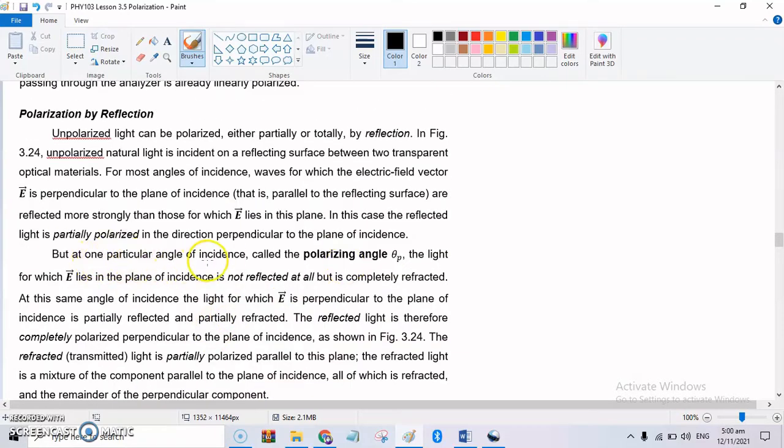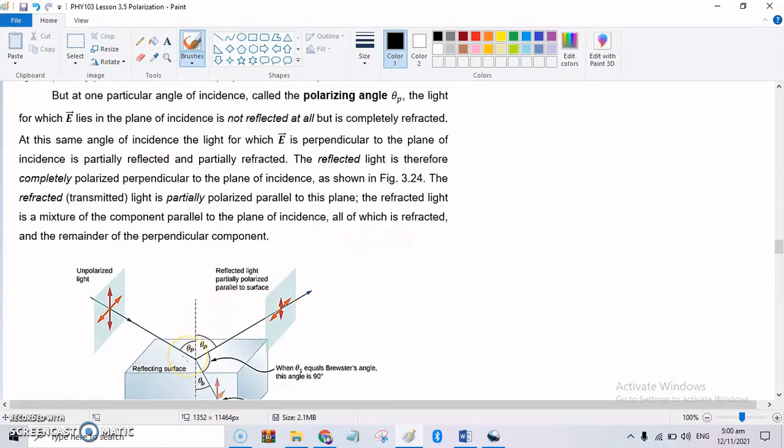At one particular angle of incidence called the polarizing angle, theta p, the light for which the electric field lies in the plane of incidence is not reflected at all but is completely refracted. Okay? At this same angle of incidence, light for which the electric field is perpendicular to the plane of incidence is partially reflected, as in this figure. So there's a reflected light and a partially refracted light.